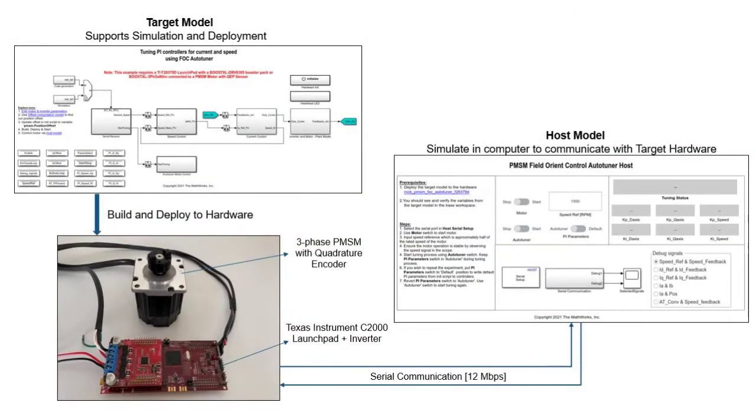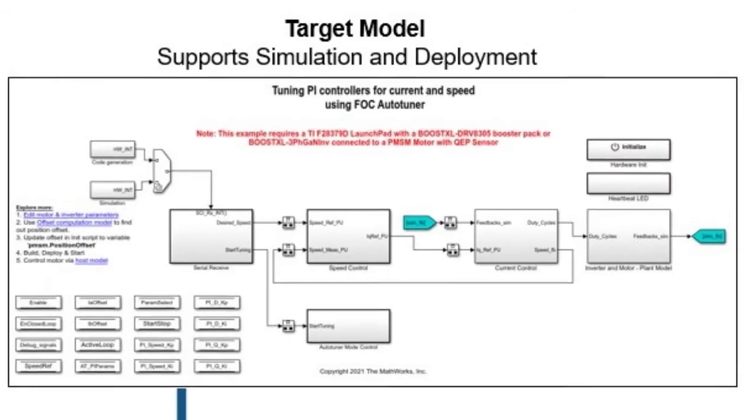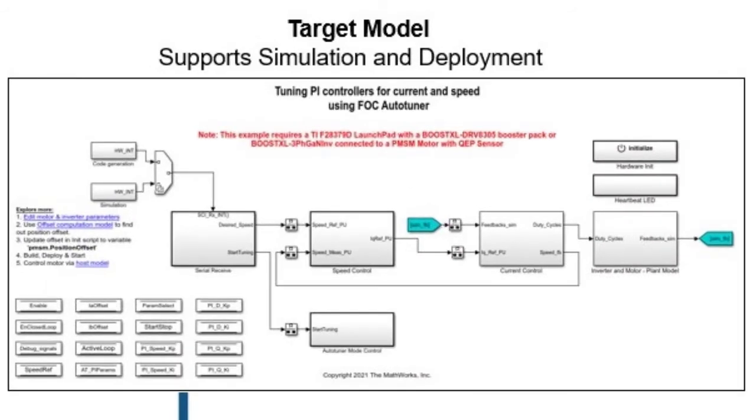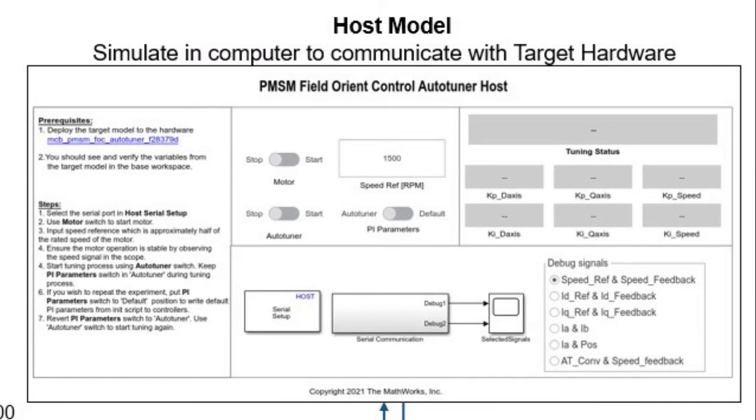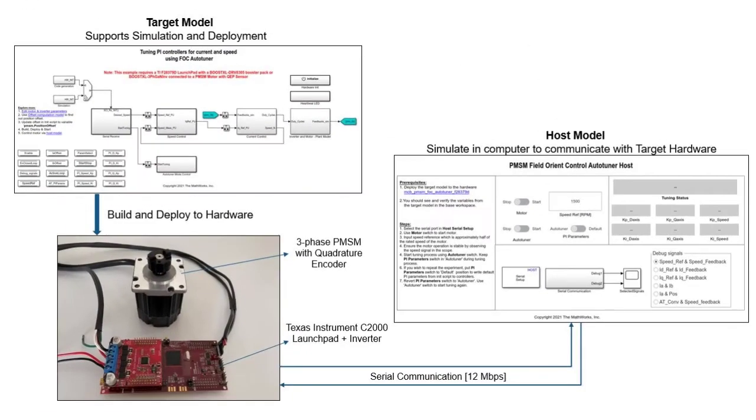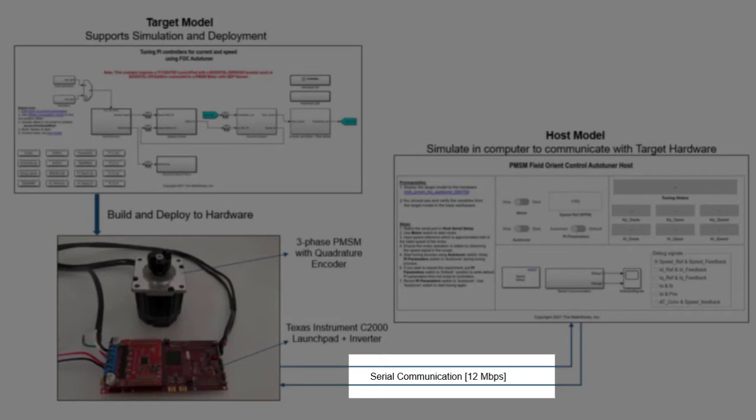This example consists of a target model and a host model. The target model is used to generate code and deploy it onto the hardware, whereas the host model acts as a user interface to control the motor operation in hardware. The host model is simulated on a computer and it uses serial communication interface to communicate with hardware.